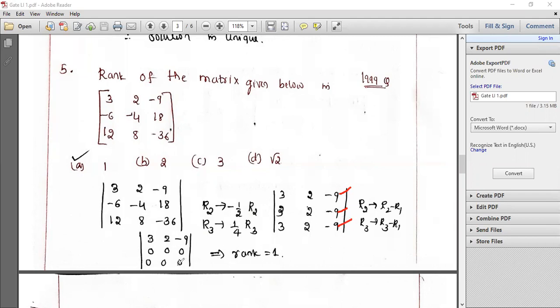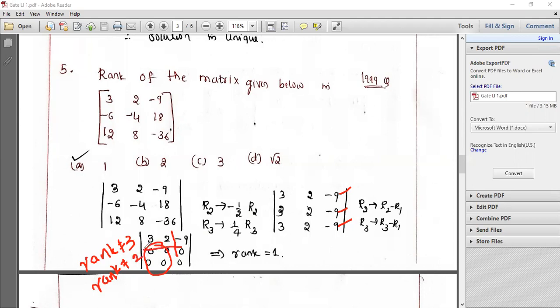Okay, so clearly the determinant value will be equal to 0. Even if you take any 2 cross 2 determinant, again the value will be equal to 0. So therefore rank cannot be 3, as the determinant of the 3 cross 3 matrix is equal to 0. If I take any 2 cross 2 determinant, you will be getting 0 only. Thus the rank cannot be equal to 2.